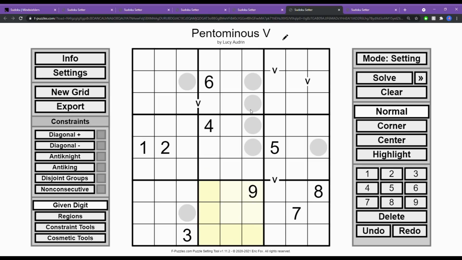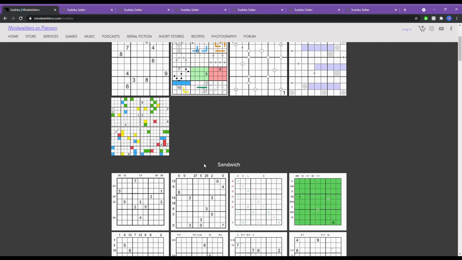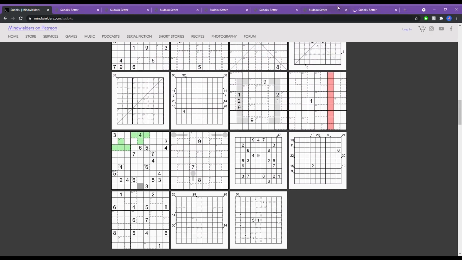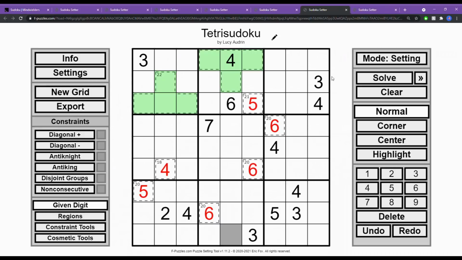After I made Pentominous V, there was a several-month break where I didn't make any more of these. During that time, however, I made Tetris Sudoku, one of my favorite constructions. In this puzzle, the entire grid is filled with tetrominoes, and they act as cages that can't contain repeated digits. In addition, every single given digit is the number of tetrominoes that are orthogonally touching the one containing the digit.